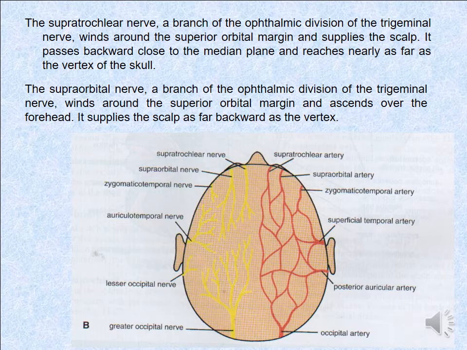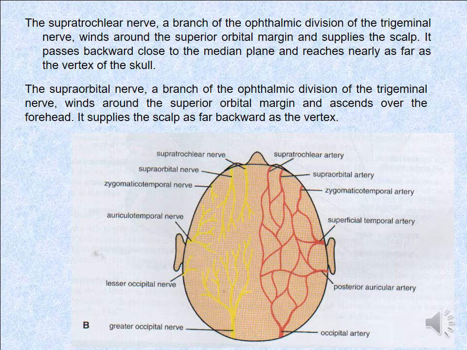The second nerve branch is the supraorbital nerve, a branch of the ophthalmic division of the trigeminal nerve. It winds around the supraorbital margin as it ascends over the forehead. It supplies the scalp as far back as the vertex.